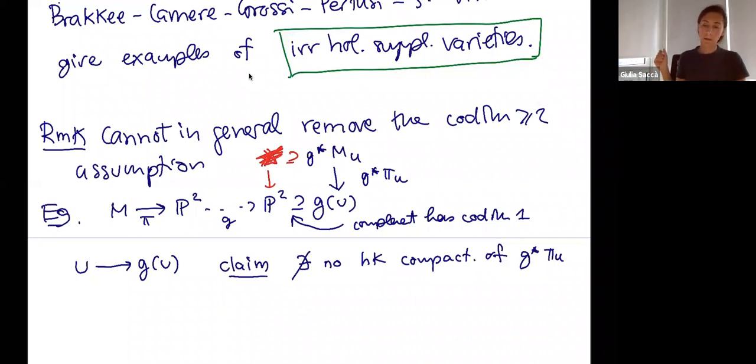Okay, so this is just to say that in general, I'm not saying it never happens, but of course, you have to be careful about codimension 1. Okay, any questions about this?